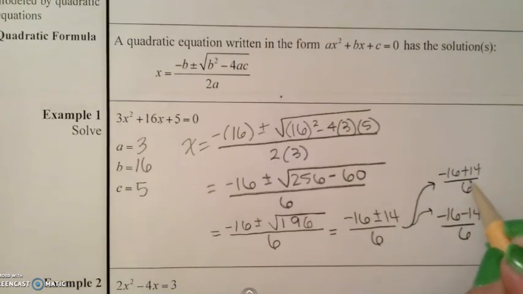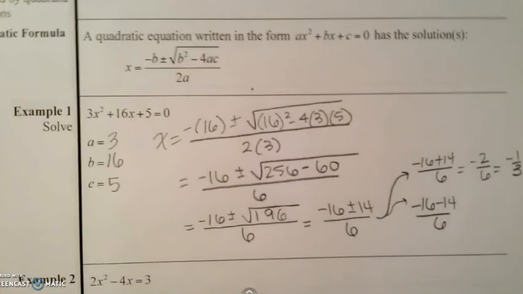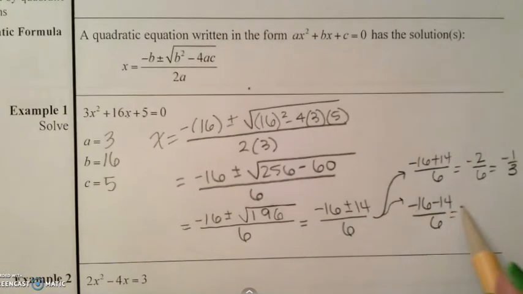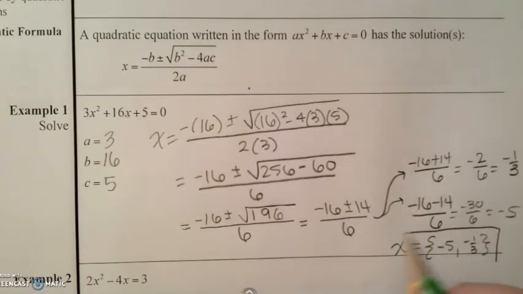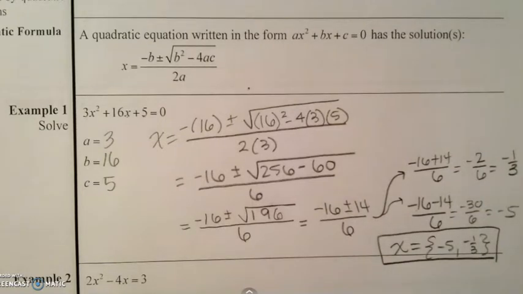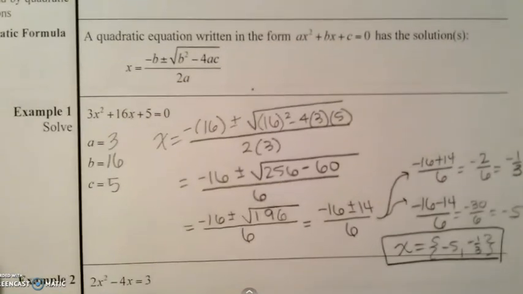I can simplify even further. Negative 16 plus 14 is negative 2 over 6, which is negative 1/3. Negative 16 minus 14 is negative 30 over 6, which is negative 5. So I have two values for x, negative 5 and negative 1/3. The quadratic formula should always give you two answers unless the square root has a radicand of 0. Let's look at another example.